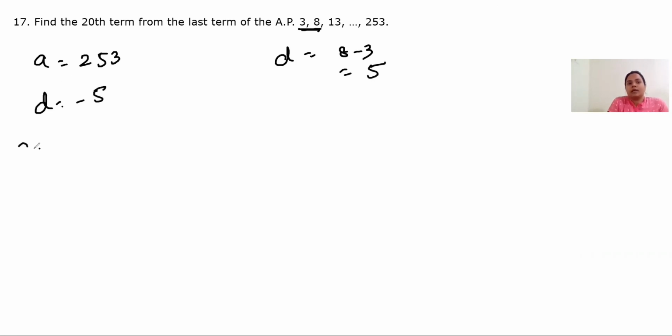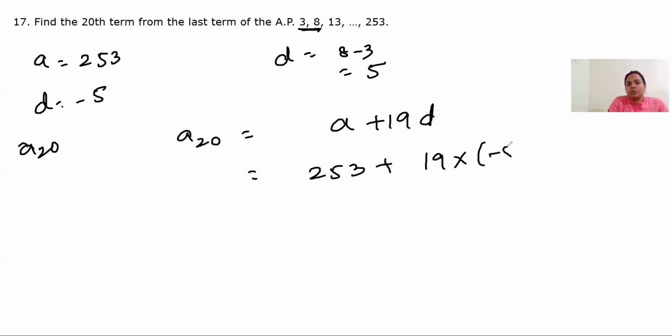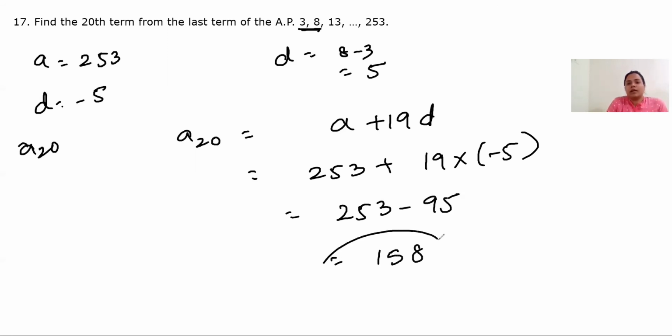And we have to find A20. So A20 is equal to A plus 19D. So 253 plus 19 into minus 5. 253 minus 95, that is equal to 158. So 158 is the 20th term from the last.